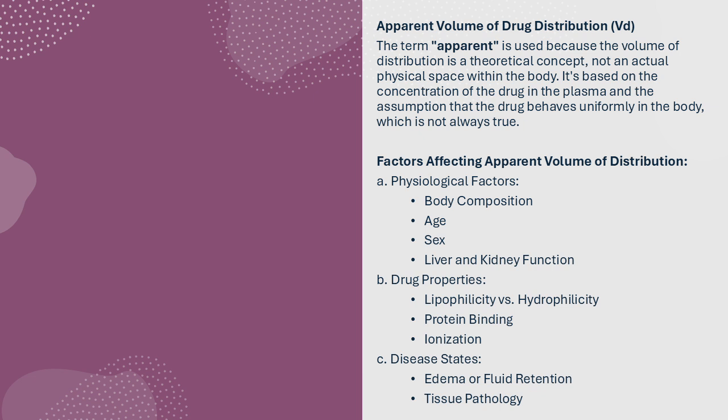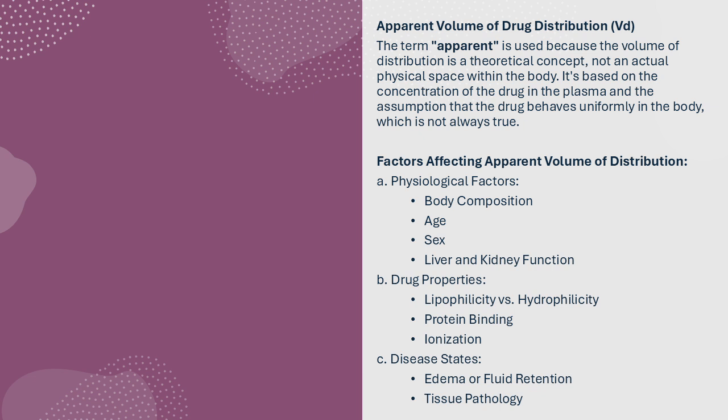Exactly. Some antibiotics, for example, tend to accumulate in bone tissue. Really? Yeah, which can be great if you're trying to treat a bone infection. Makes sense. So it's going right where it needs to go. But on the flip side, some drugs might concentrate in places like the liver or kidneys. And that can actually increase the risk of side effects in those organs.